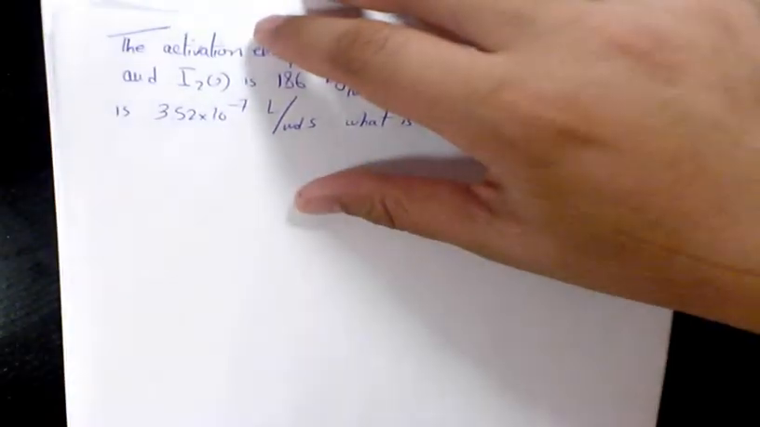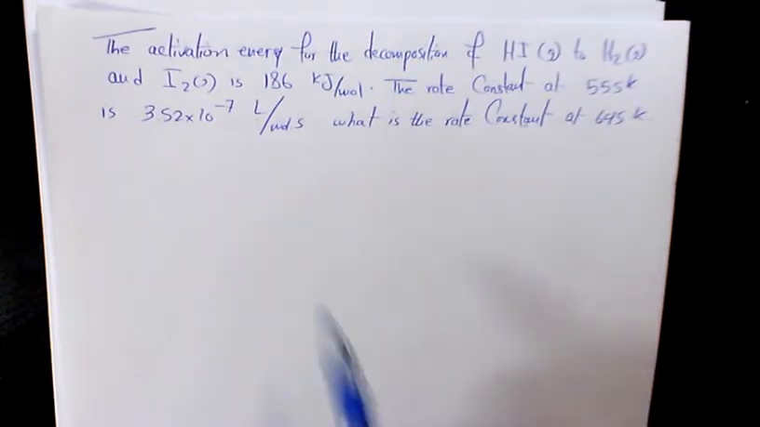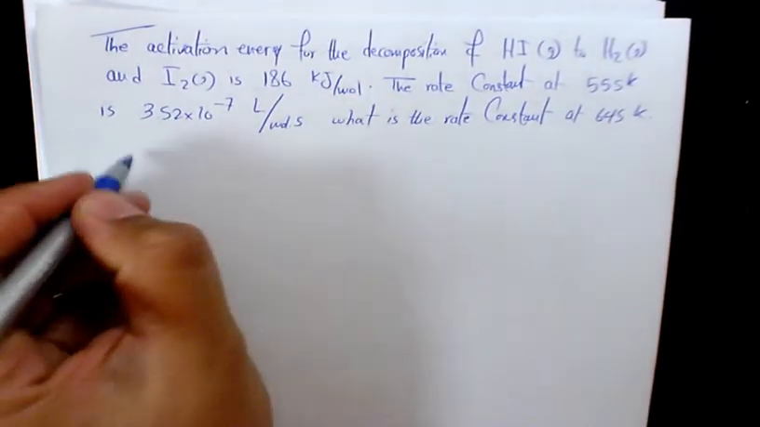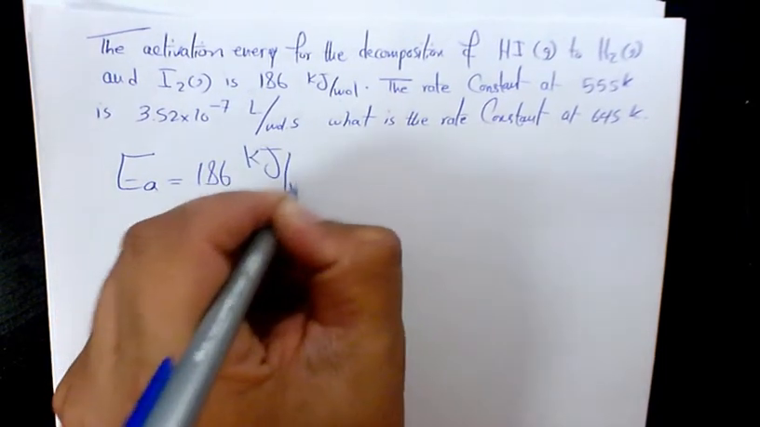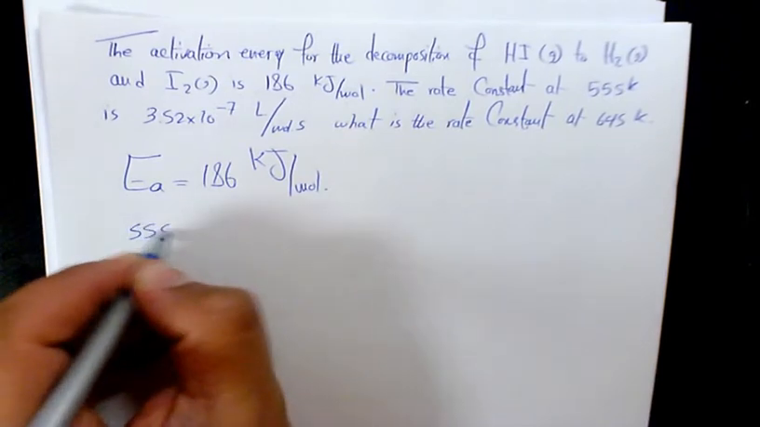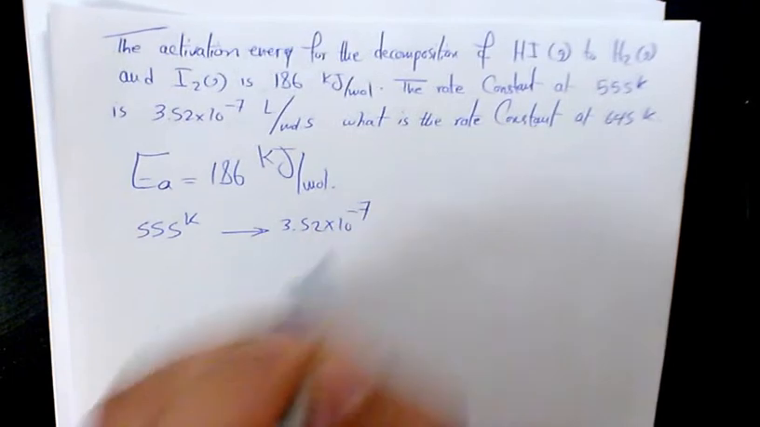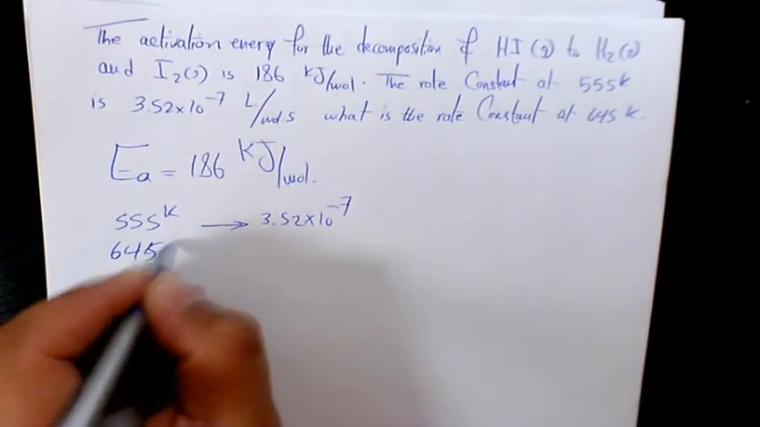Let's see another example. The activation energy for the decomposition of HI to H2 and I2 is 186 kilojoule per mole. That's the activation energy, 186 kilojoule per mole. The rate constant at 555 Kelvin is 3.52 times 10 to the power of negative 7. What is the rate constant at 645 Kelvin?